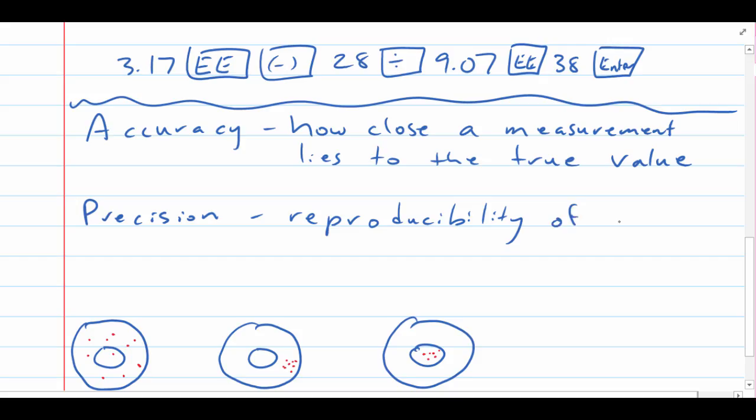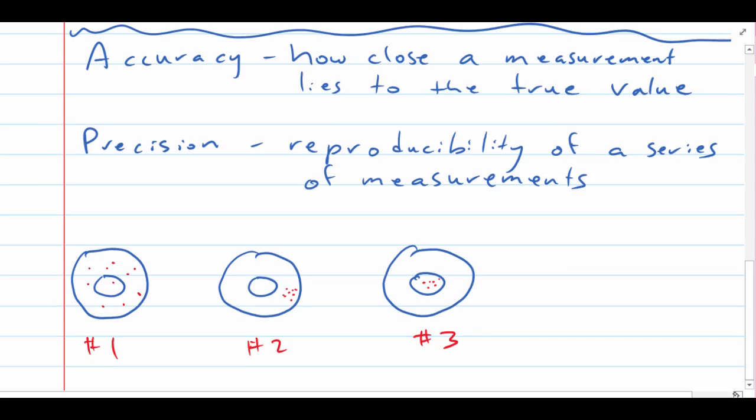of a series of measurements. So they're not the same thing. Again, accuracy is how close the measurement lies to the true value. The precision we define as being the reproducibility of a series of measurements. Now, I'm not the greatest artist in the world, but these here represent targets. And in the center of each target is a bullseye.